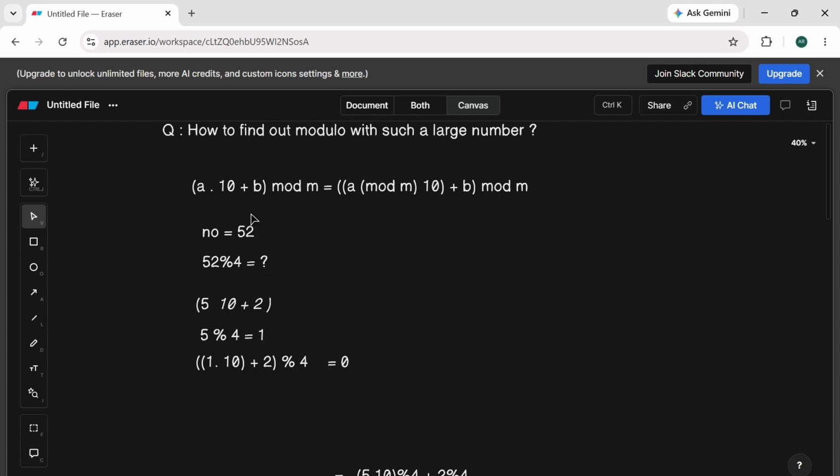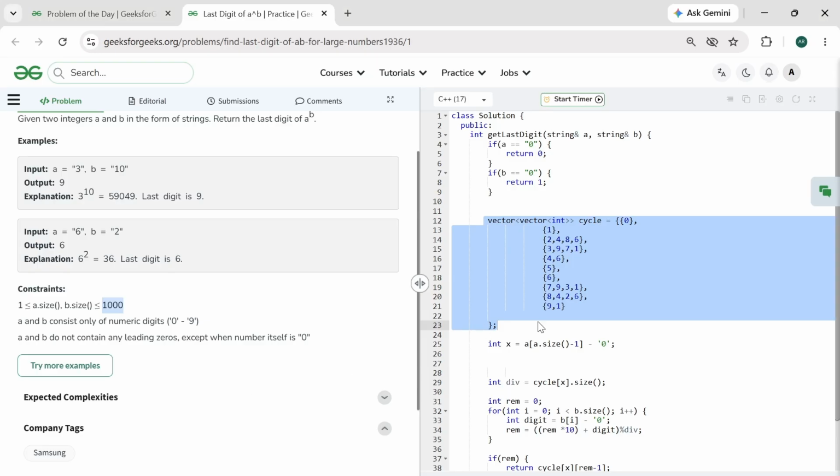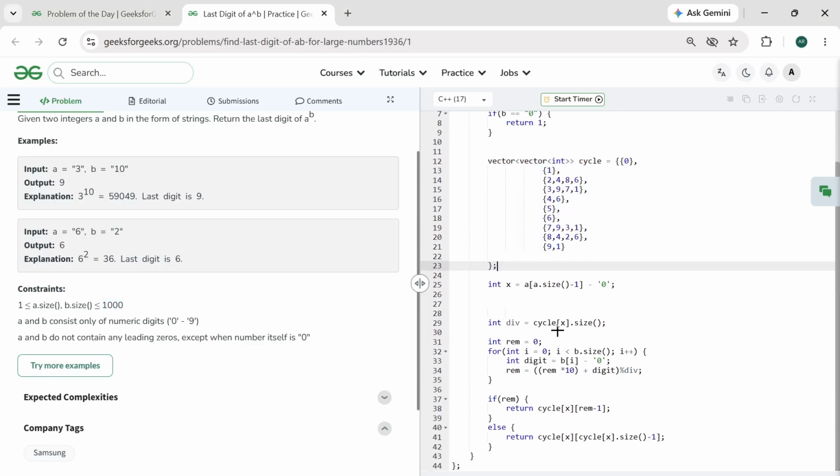Again, if you have another number, let's say you have a 1 over here, you will again multiply this whole answer with 10, add 1, and again do the modulus with 4. I hope you understand. This is how you can find the modulus of any large number given to you. For example, here it is 521. I'll explain this logic because it is very easy. If you understand this, your entire problem is solved, right?